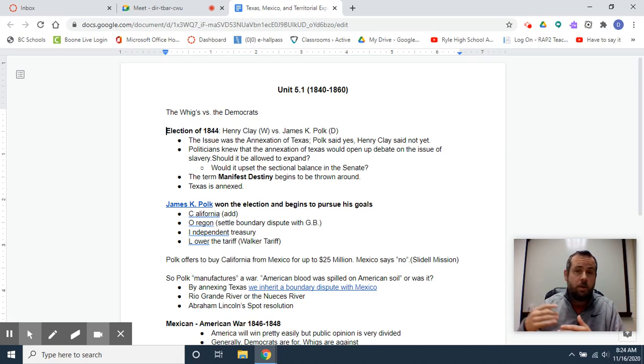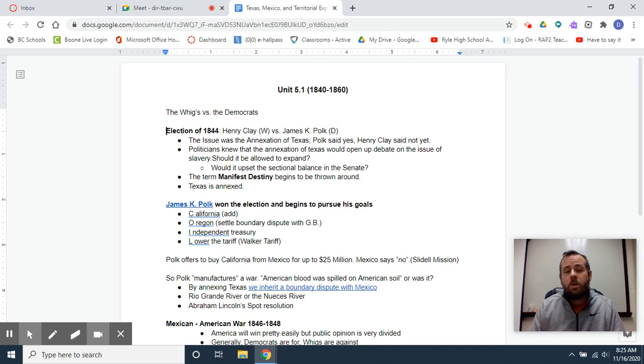James K. Polk, he was a Southern Democrat. He said, yes, annex Texas. It's a big territory. It could be a state. He would probably have had it be a slave state. Henry Clay from Kentucky, a Whig, says no. It's not that we don't want Texas, but it's not the right time. If we annex Texas now, it's going to ignite a slave controversy. So Polk said, yes, do it.